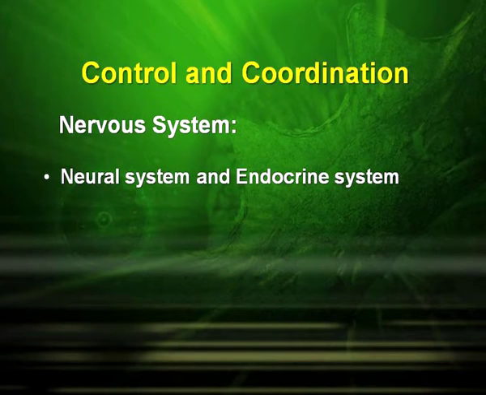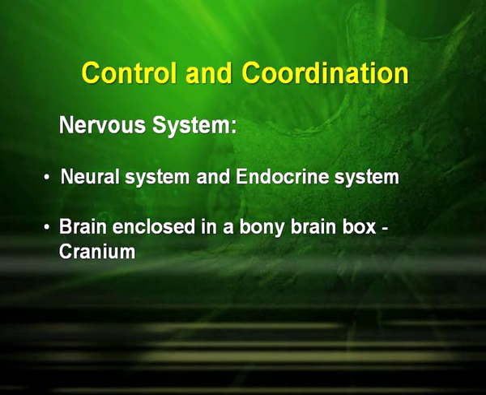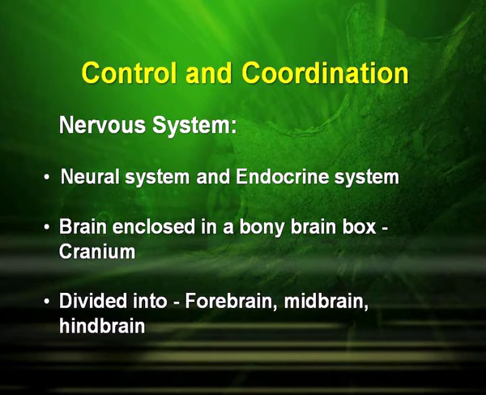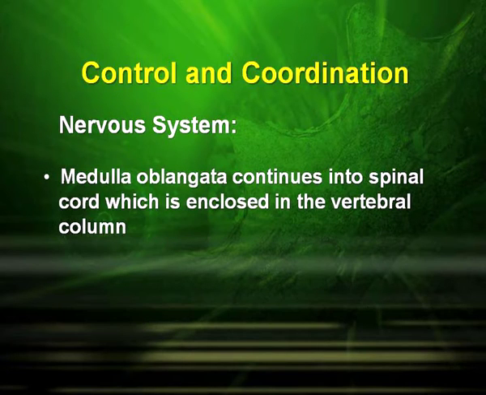Control and coordination in frog. The nervous system and endocrine system play a very important role in frogs. The brain is enclosed in a brain box which is called the cranium, and is divided into forebrain, midbrain and hindbrain. The medulla oblongata continues into the spinal cord, which is enclosed in the vertebral column.